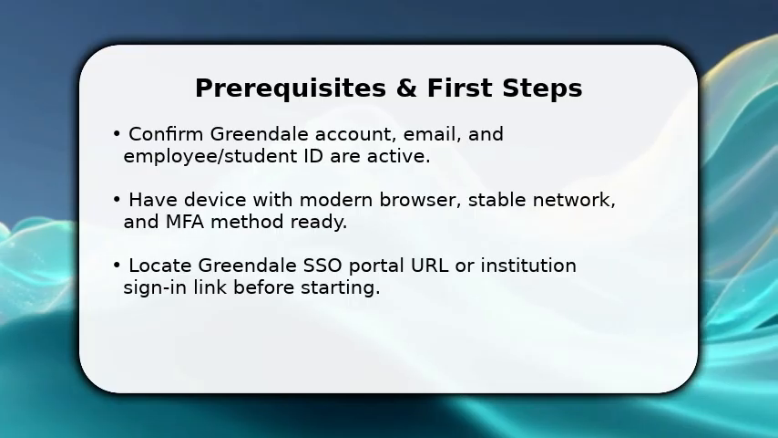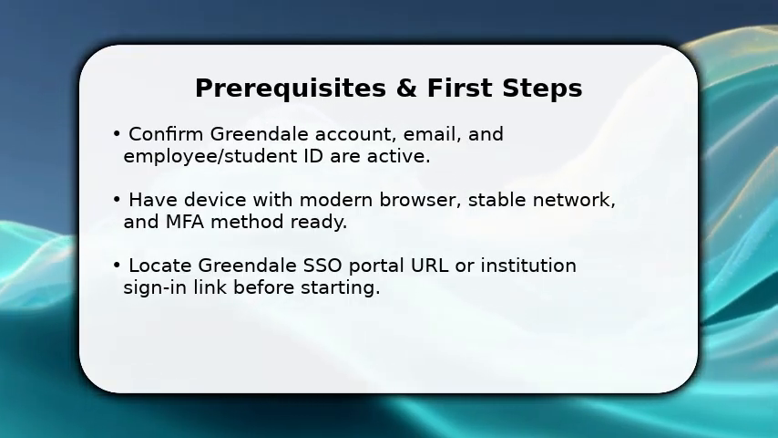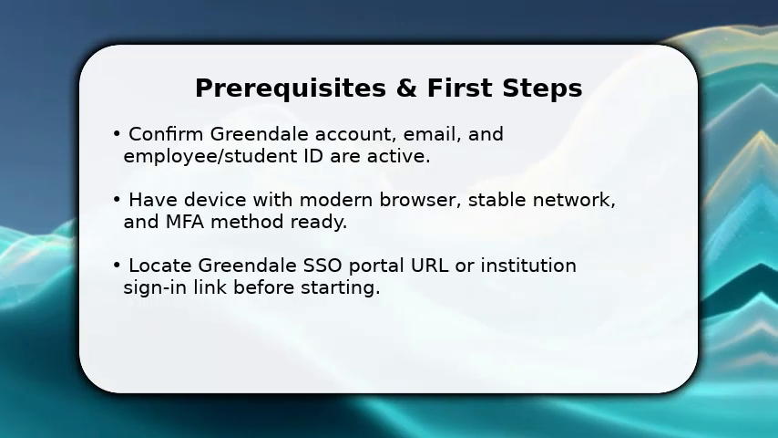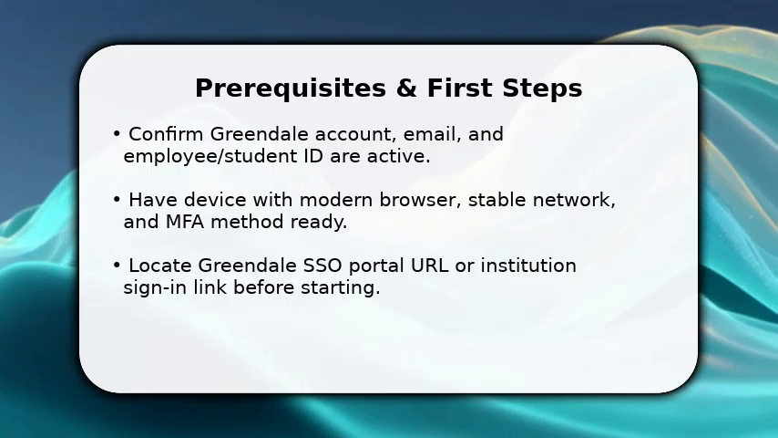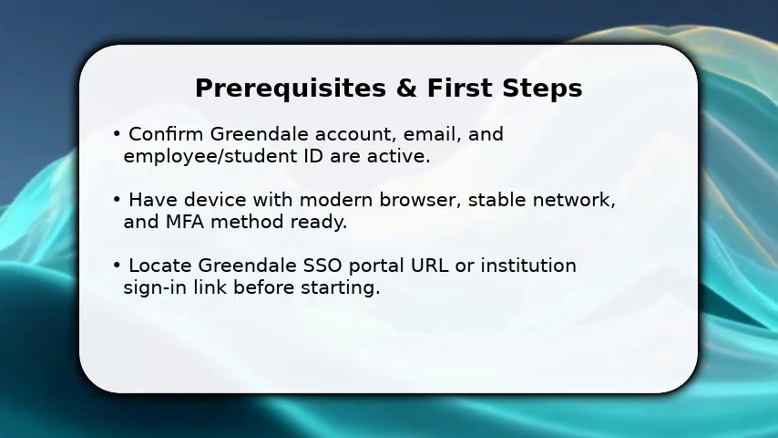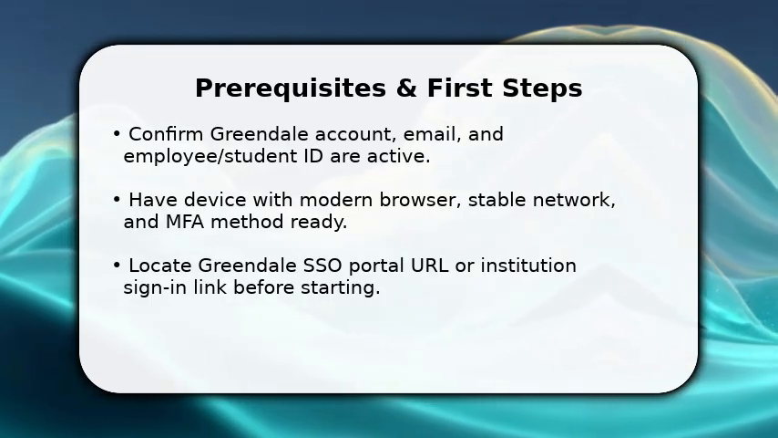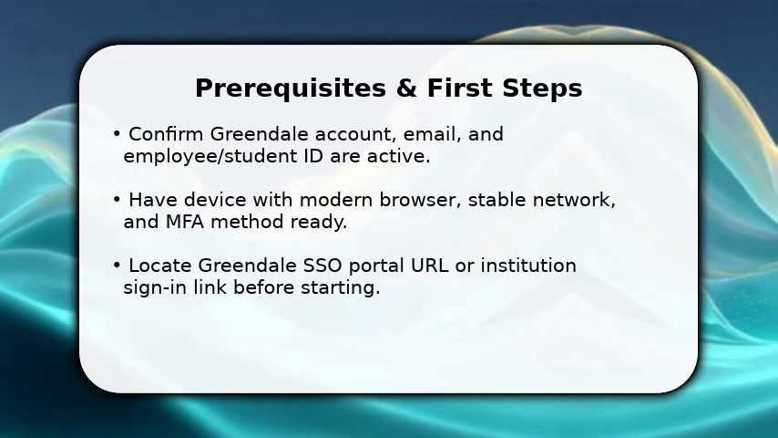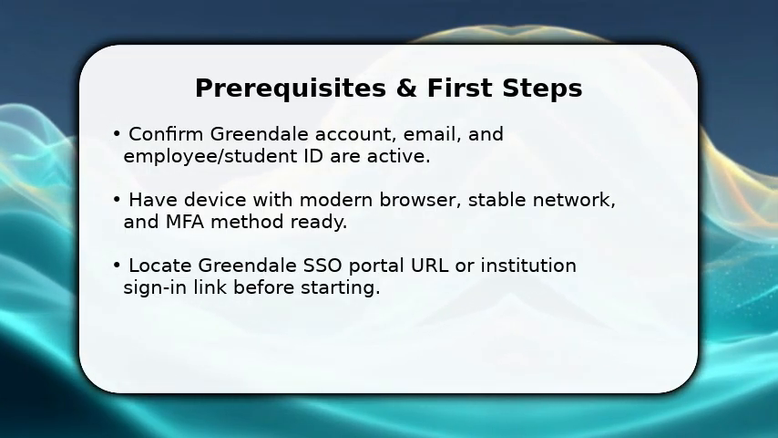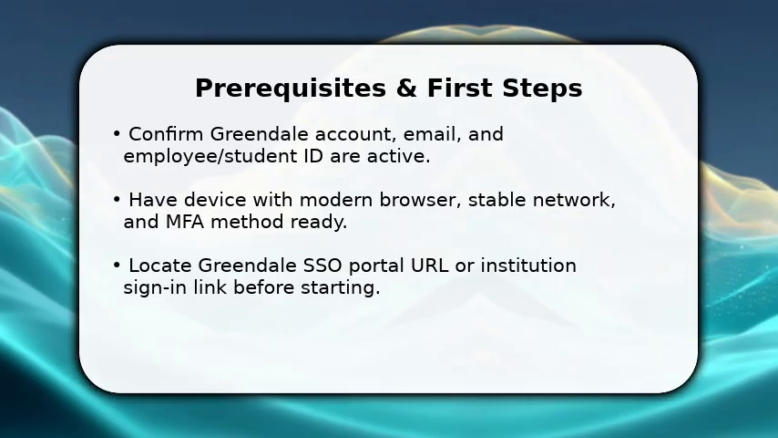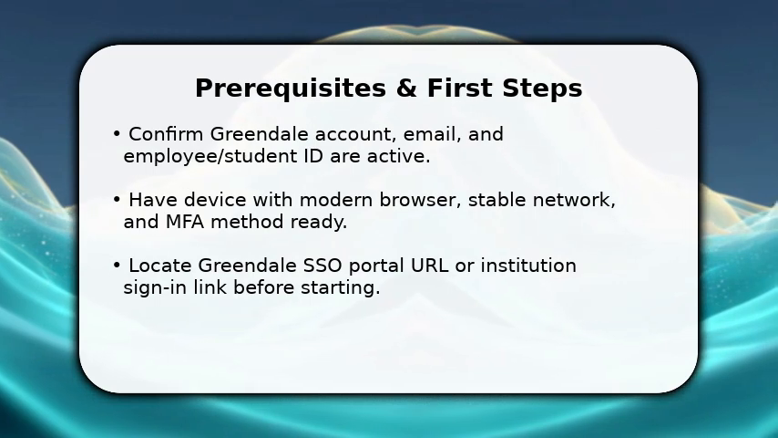You start by confirming the essentials: an active Greendale account, working email, and your ID. Once verified, open a modern browser and connect to a stable network so you won't interrupt authentication. Next, prepare your multi-factor method, phone app or hardware token, because the SSO enforces MFA. Make sure to use the institution's sign-in link rather than a search result, since aliases can redirect you. This saves time and prevents account lockouts in the very first step.